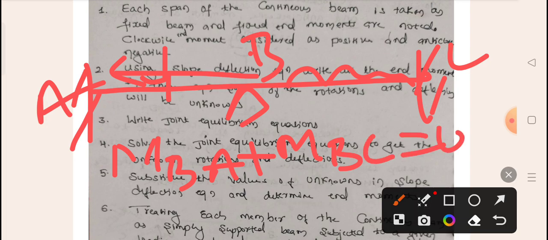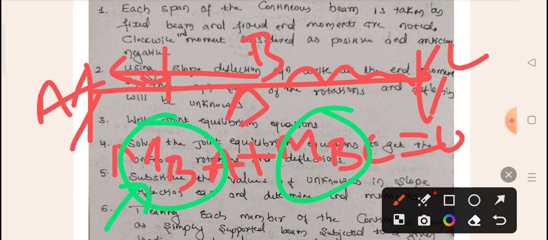MBA plus MBC is equal to 0, where we have just now calculated the value of MBA. Get it? We already calculated the value of MBA, and we calculated the value of MBC. How do we get MBA? What is the formula for MBA? MBA will be equal to MFBA plus 2EI by L into the bracket of 2 theta B plus theta A minus 3 delta by L. That equation is substituted here, and the same thing with the MBC equation, and that should be equated to 0.